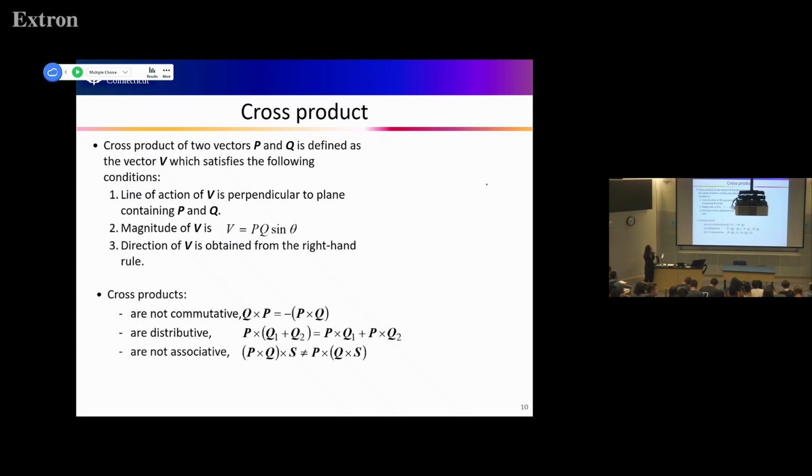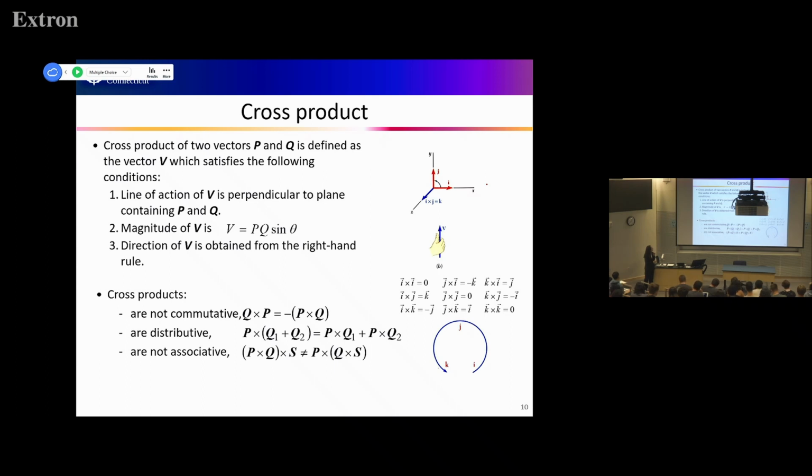Okay, and these are some properties. Cross products are not commutative, so if you change the order, we need to add a minus. It's distributive, so the left-hand side and right-hand side are the same, right? And it is not associative, so if you change the order of calculation, P cross Q first or Q cross S first, the results are different.